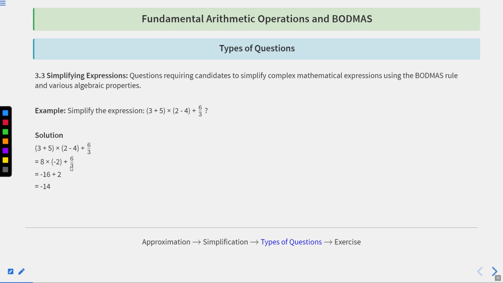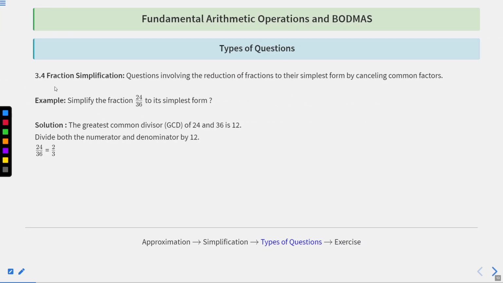But we are not doing it right now. So first of all, we are resolving brackets. That's what the BODMAS rule says. So we are resolving brackets first. So 8 times minus 2 plus 6 by 3. And again, it will be minus 16. And then we will do division this time. So 6 upon 3 is 2. And according to the BODMAS rule, now we can do addition. So it will be minus 16 plus 2, which is equal to minus 14. So the correct answer is minus 14.